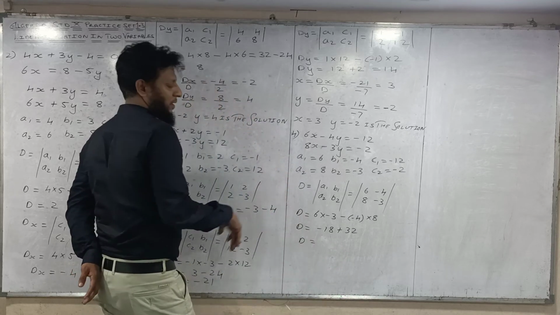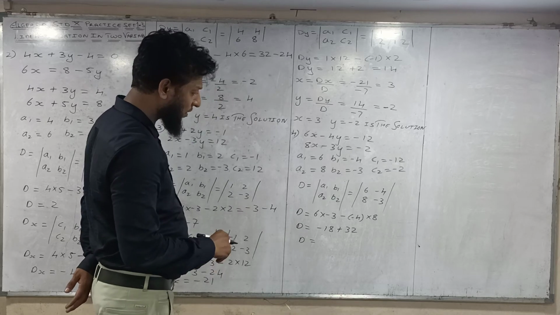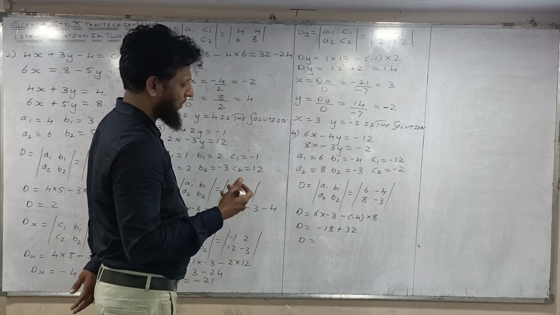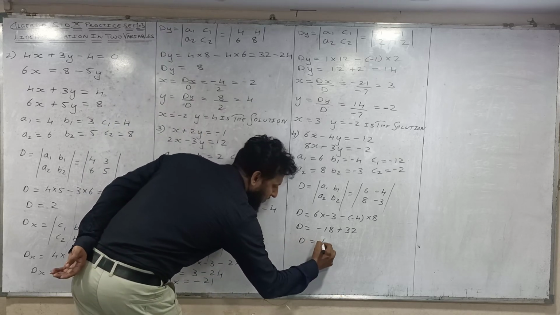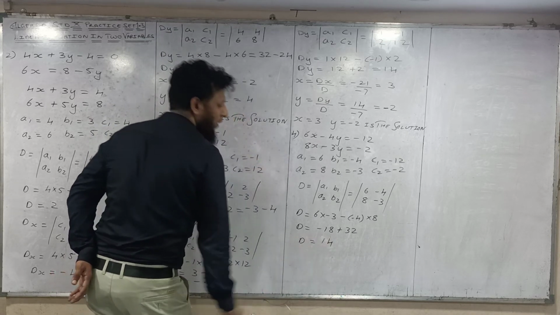32 minus 18 gives you 14. Right, the value is 14. D is equal to 14.